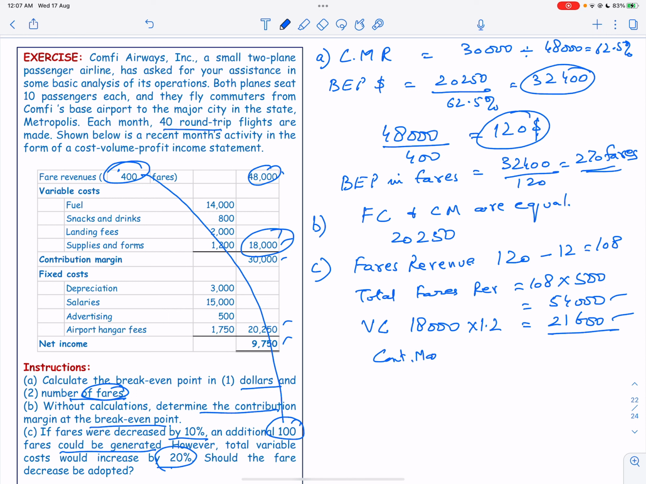margin of 32,400, and the fixed cost is 20,250. So the net income is 12,150.